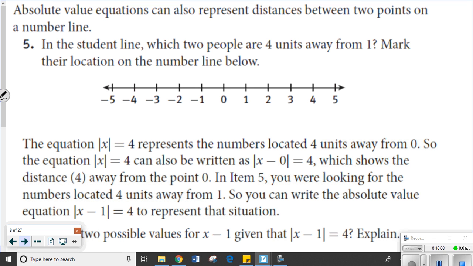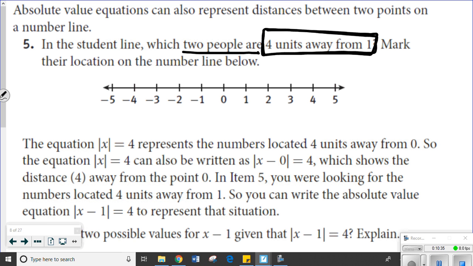Absolute value equations can also represent distances between 2 points on a number line. So I want you to answer question 5, and you might need to flip your page or your book back to that number line where our band students are standing. And you need to answer, in the student line, which 2 people are 4 units away from 1. So write down their names. And then mark their location on this number line.